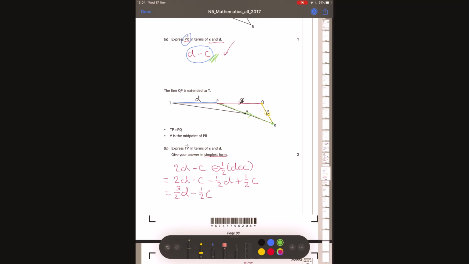So we need to do half of that, because this is the midpoint. So that would be half of D minus C, but we also needed to do the negative of that, because we're going in the opposite direction.